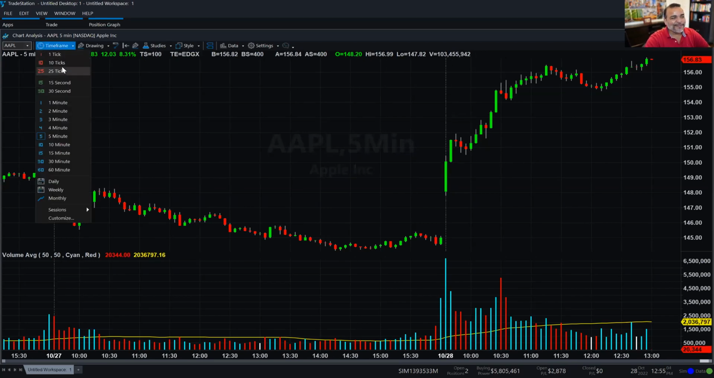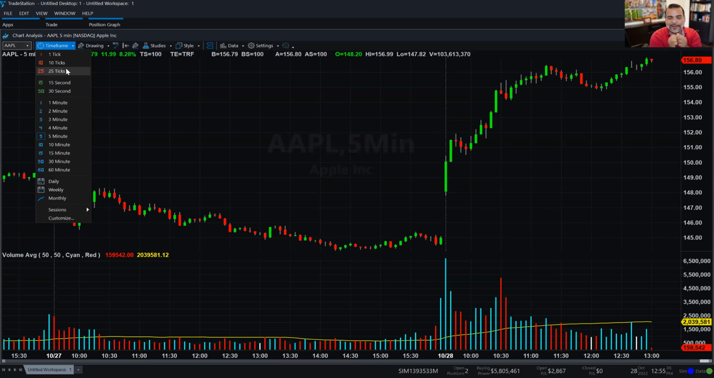Right here in the time frame, I have some tick charts. There's only 3 activity-based charts right here on this drop down: the 1 tick, the 10 tick, and the 25 ticks. These ones I tend to avoid. The word ticks, by the way, when you use it in this context, means trades. It means transactions. When a buyer and a seller agree on making a transaction on Apple, that is a trade.